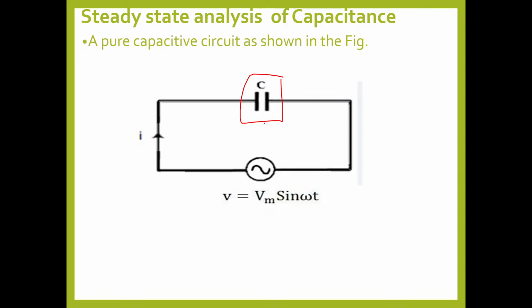Whenever AC voltage is applied across the capacitor plates, current will start to flow through the capacitor. The capacitor starts to charge, and if the source is disconnected, the capacitor will start to discharge. We already know a capacitor consists of two plates separated by a dielectric medium.